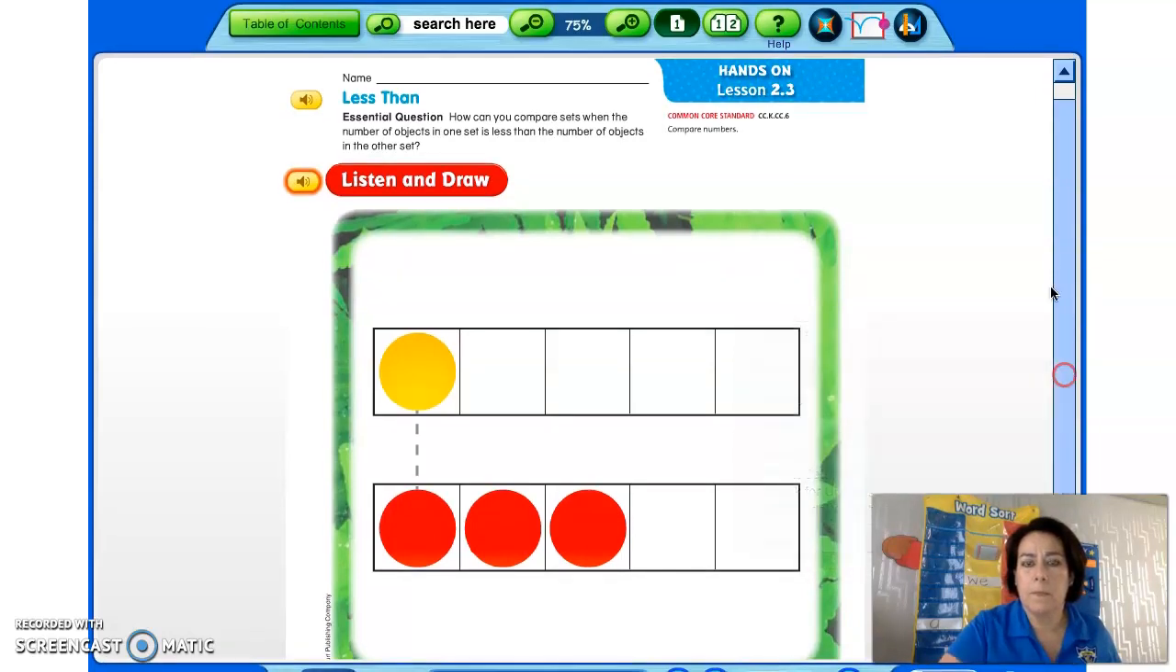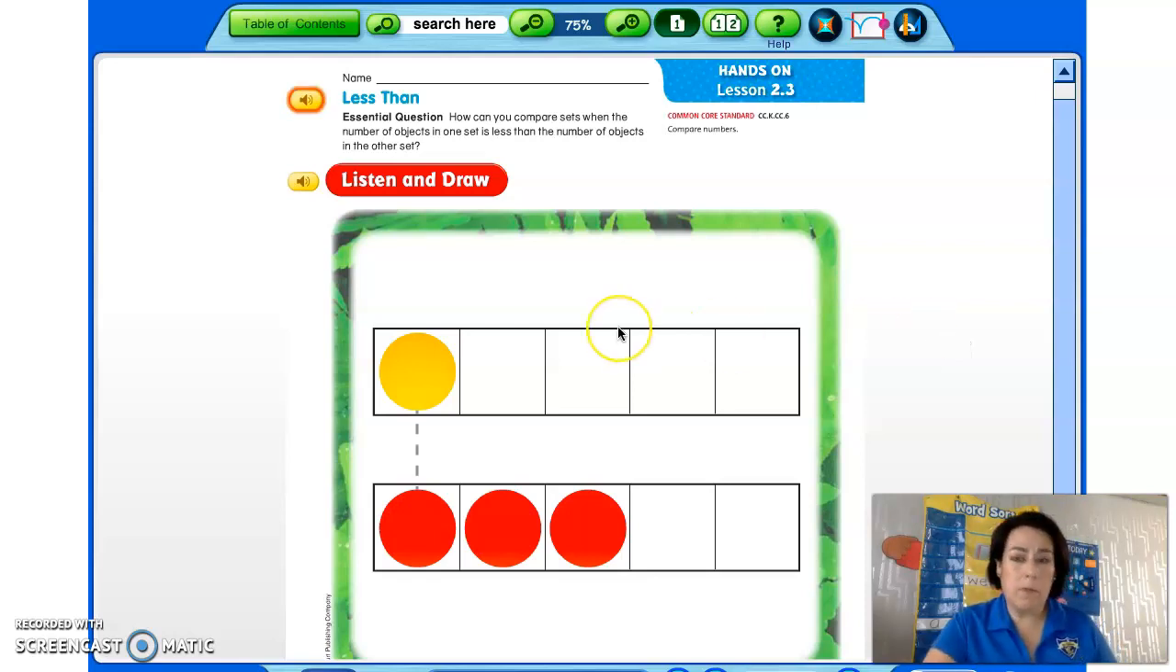Listen and draw. Directions. Place counters as shown. Trace the line to match a counter in the top 5 frame to a counter below it in the bottom 5 frame. Count how many in each set. Tell a friend which set has a number of objects less than the other set.